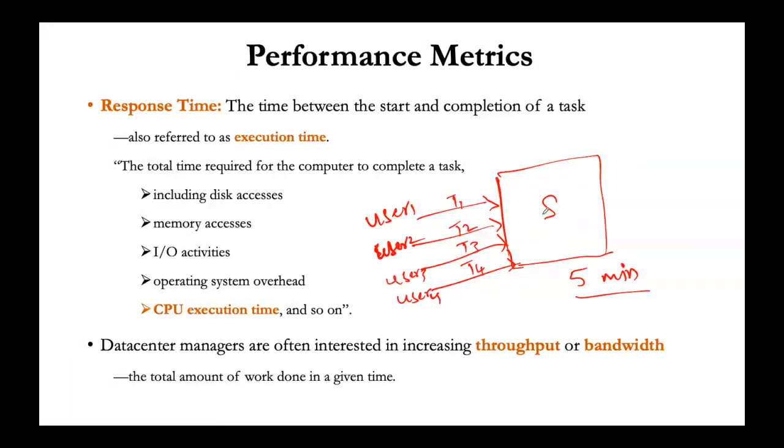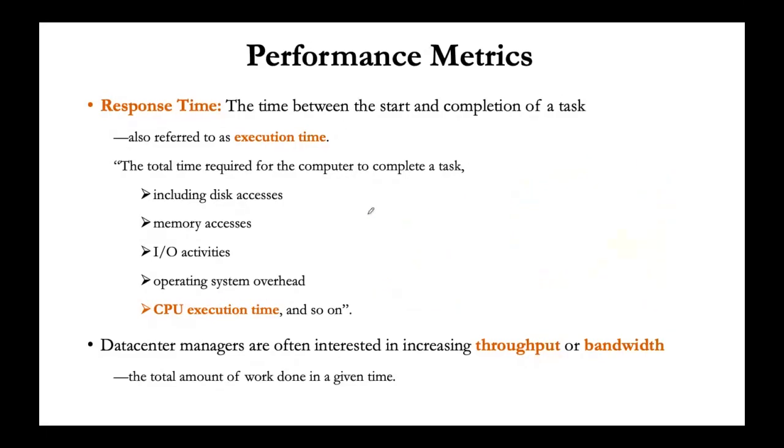In 5 minutes time, if this server completes all four tasks, then we say that the throughput of this server is 100%. But in 5 minutes, if it completes only, suppose, two tasks, then the throughput of this server we call 50%.